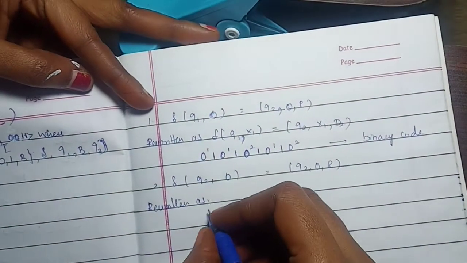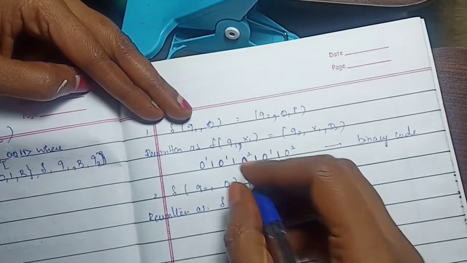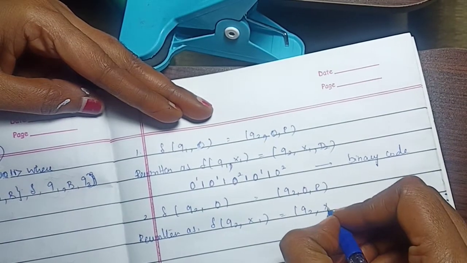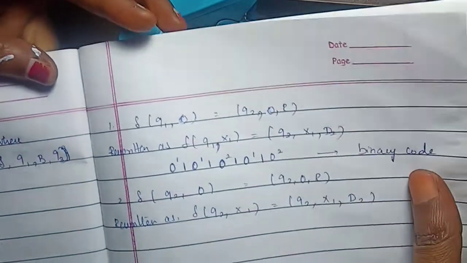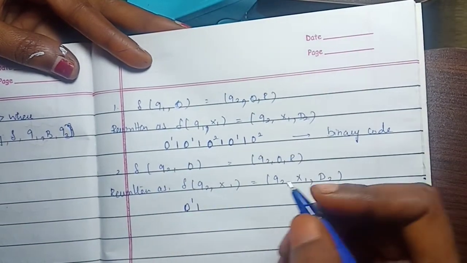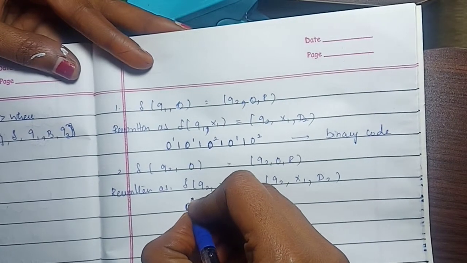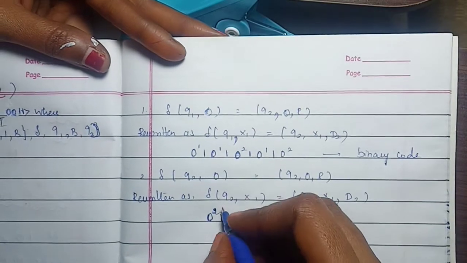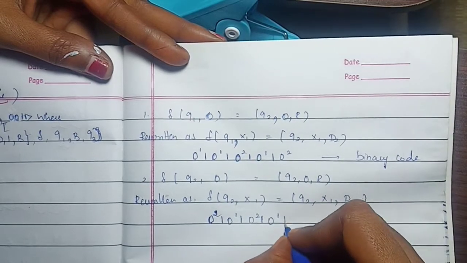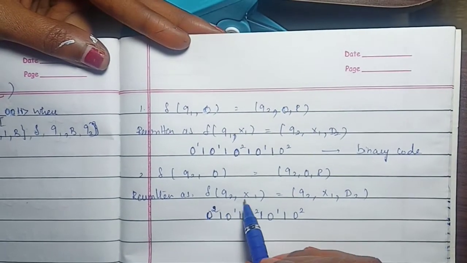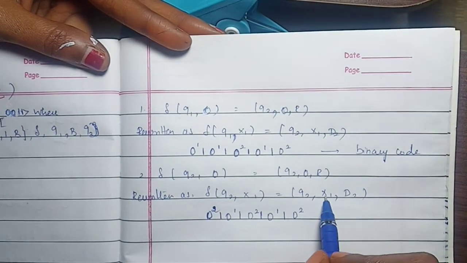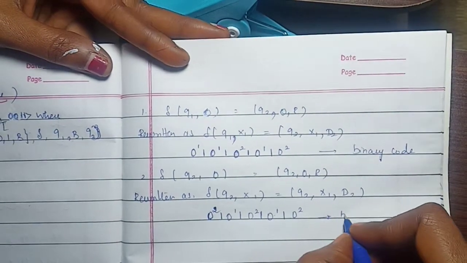So it's rewritten as (q2, 0) will be replaced by x1 = q2 x1, and r is replaced by d2, right? Okay, now 0 power 1, 1. So this is 0 power 2, which is q2, right? 0 power 2, 1, 0 power 1, 1, 0 power 2, 0 power 1, 0 power 2. So see here, 0 power 2 and 0 power 1 are separated, and we'll have 0 power 2 and 0 power 1, 0 power 2. So this is known as the binary code for this one.